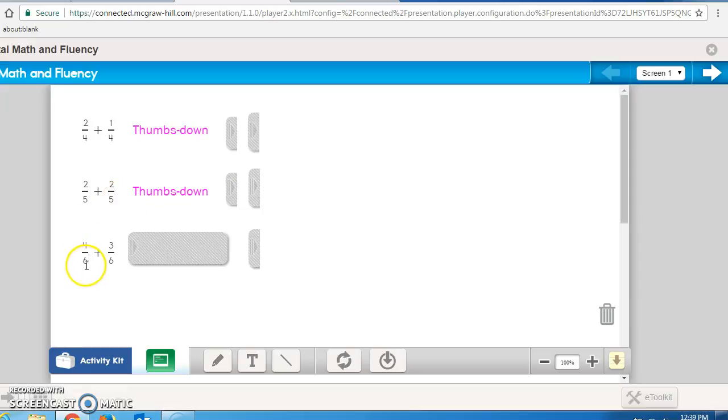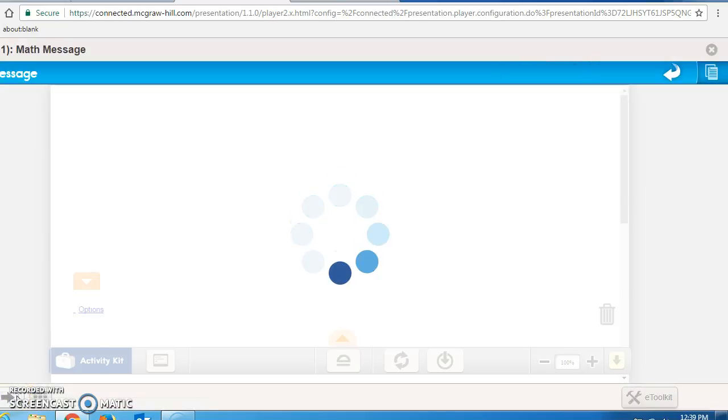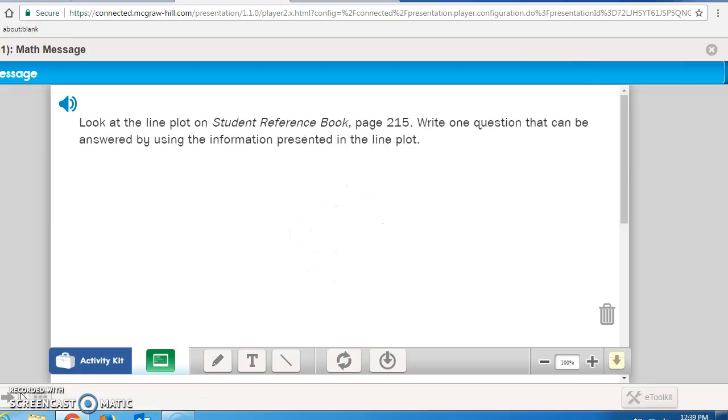And again, 4/6 plus 3/6. The denominators stay the same, 6, but we add the numerators together. 4 plus 3 is 7, so 7/6. Is that a whole? You should have done a thumbs up because 7/6 is actually equal to 1 1/6. And so that is more than a whole.